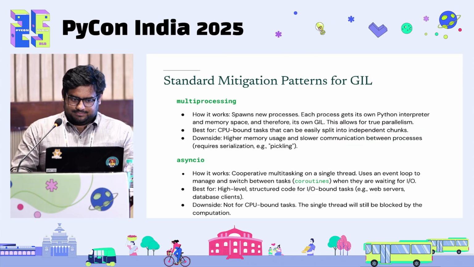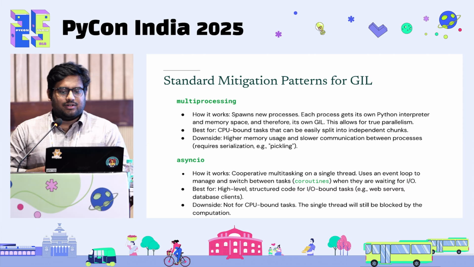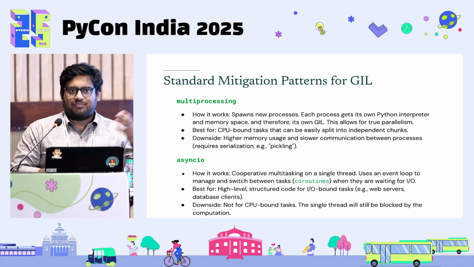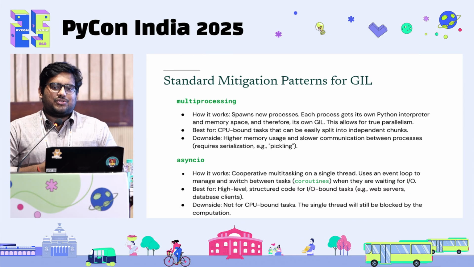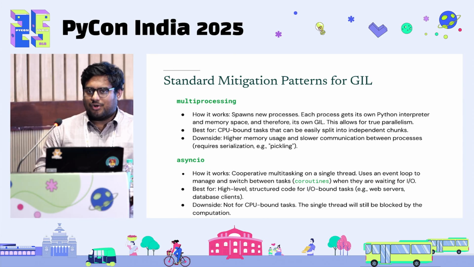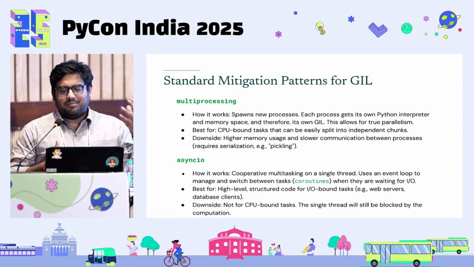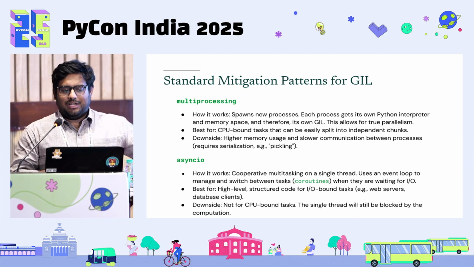Okay. So let's talk about the existing workarounds for the GIL currently. One is, of course, multiprocessing, and the other one is asyncio. Multiprocessing spawns new processes. Each new process gets its own Python interpreter and memory space, and therefore its own GIL. This allows for true parallelism, and it's best for CPU-bound tasks that can easily be split into independent chunks.